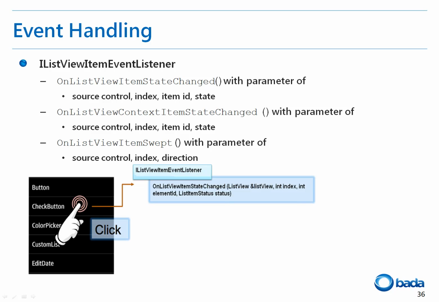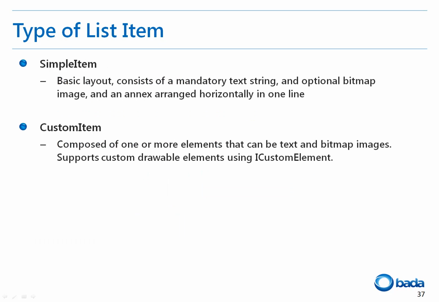OnListViewContextItemStateChanged callback. There are two types of list items that can be added to a list view: the simple and custom list items. A simple item provides basic elements such as text, bitmaps, and an annex style. A custom item can have many elements and supports custom drawable elements.